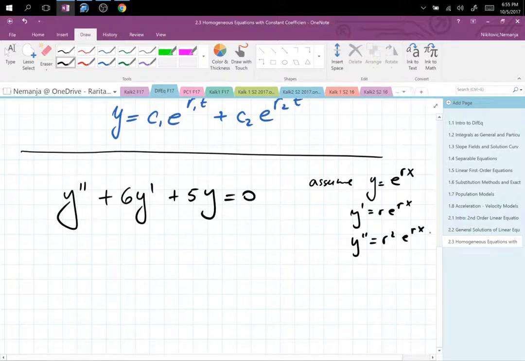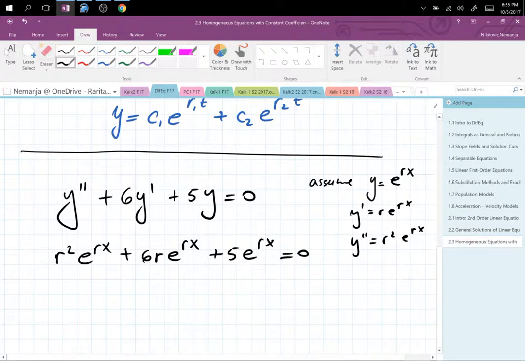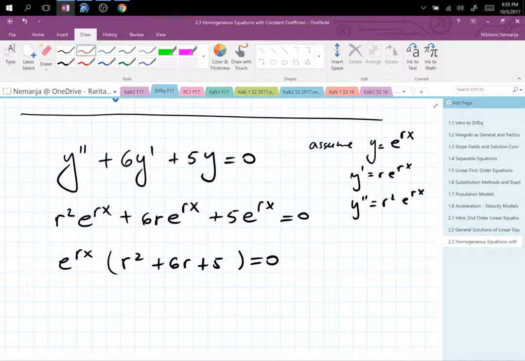So now, when you plug all of this in, you get r squared e to the rx plus 6r e to the rx plus 5e to the rx equals 0. And you see that you can factor out e to the rx, leaving you with r squared plus 6r plus 5 equal to 0. And since e to the rx can never be 0, because it is asymptotic to the x-axis, you can divide both sides by it, and when you divide 0 by it, it remains 0, and you get your characteristic equation.